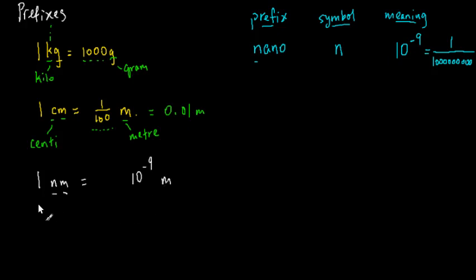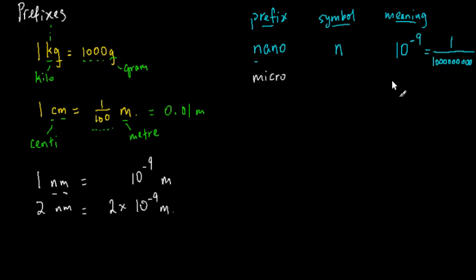Now what if it is 2 nanometers? What does that mean? Well, that just means 2 times of this. So I can just write 2 times 10 to the power of minus 9 meter. So that's how we can use this prefix nano. So let me continue with the next prefix. The next one is micro.